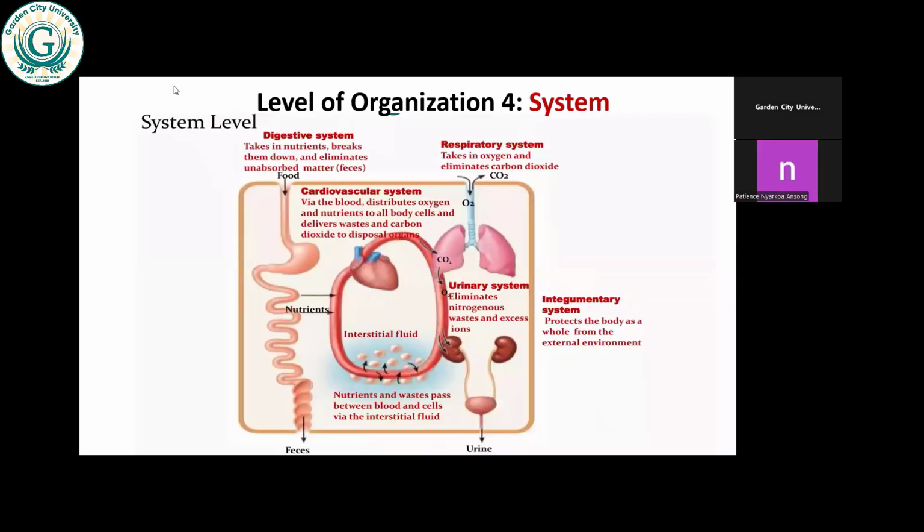All right, you're welcome once again. This is physiology. Where did we get to? I hope you can see the slide. Is that where we got to the other day? You have forgotten. I think this is where we got to: the fourth level of organization, which is the system. I believe the class can hear me. Yes, madam, we can hear you.